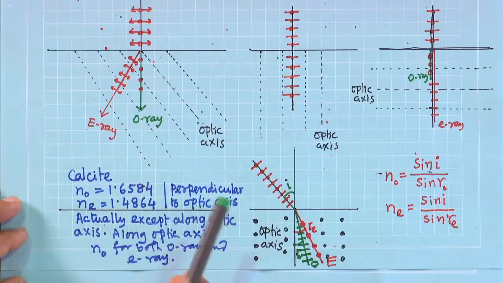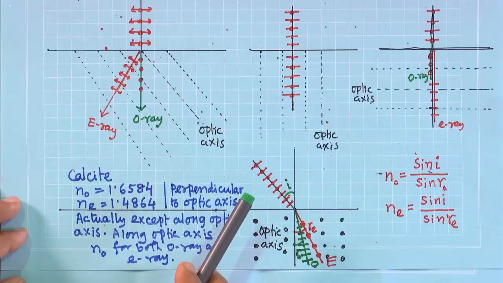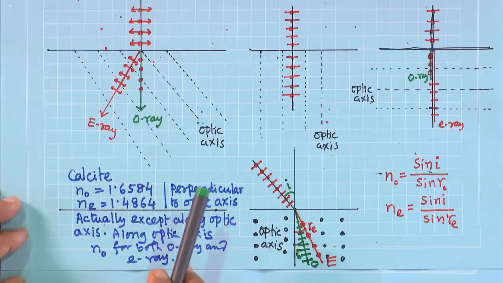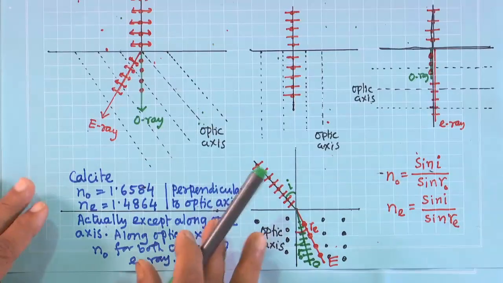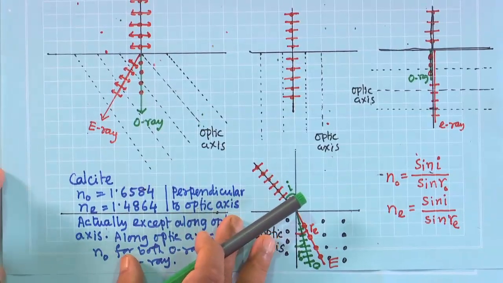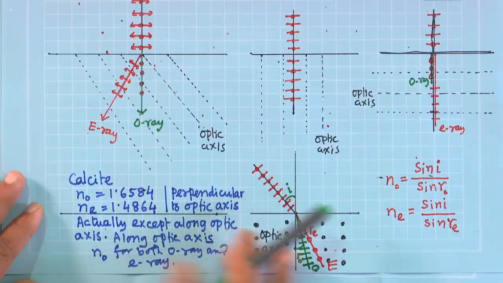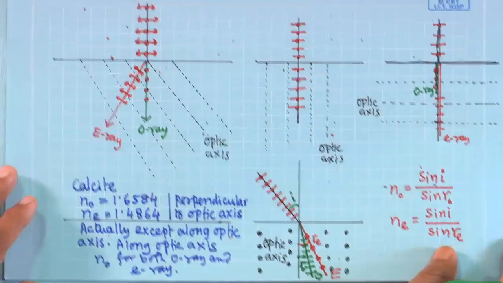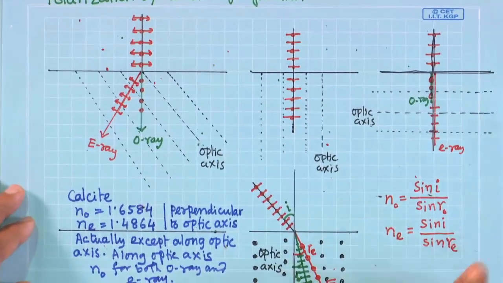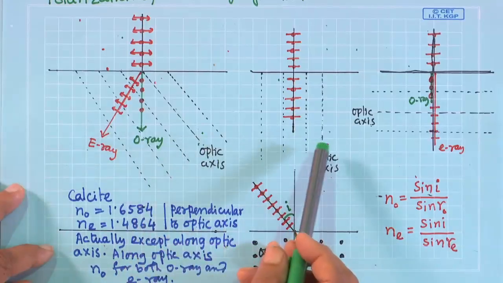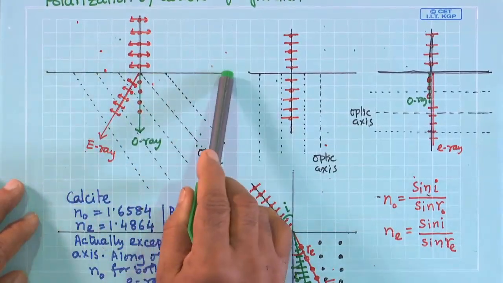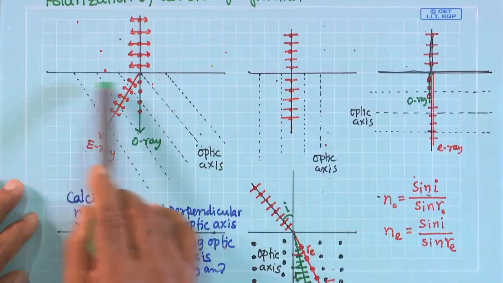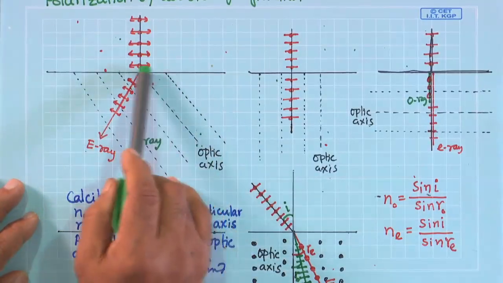Okay. So, depending on the optics axis, we can see the behavior of O ray and E ray. Here you see we have taken one example. This is the calcite crystal, and this is the optics axis.